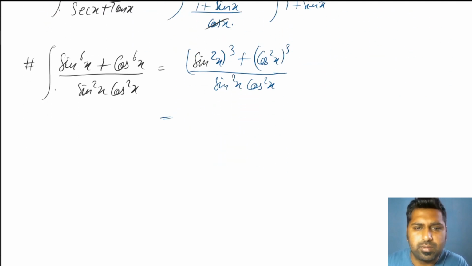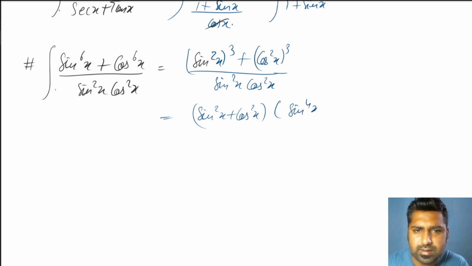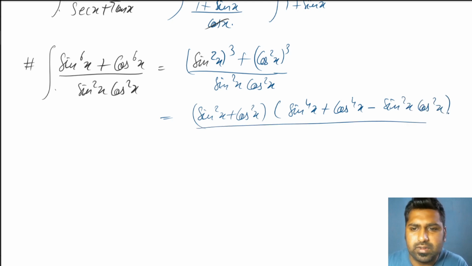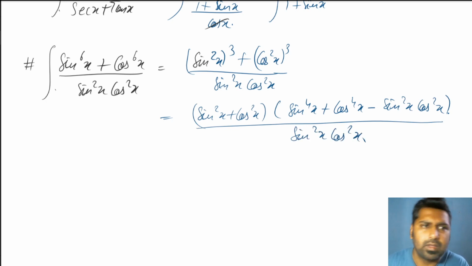So a cube plus b cube is a plus b times a square, that means sine raised to power 4x, b square, that is cos raised to power 4x, minus ab, so minus sine square x cos square x, and the denominator is sine square x cos square x. Now this term is 1.